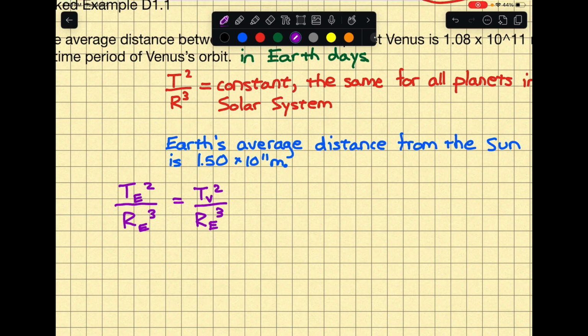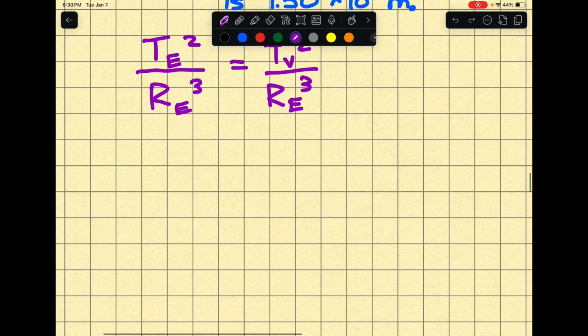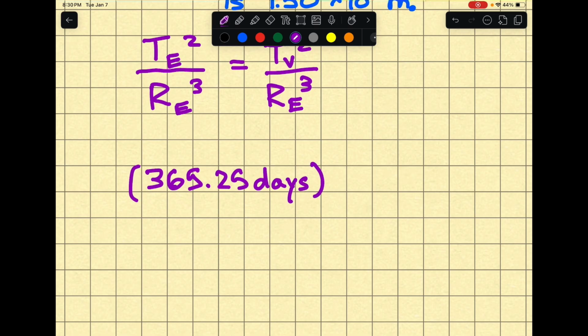So let's see what we can figure out. We're trying to get an answer in Earth days, so we're going to start with Earth. That's our left side here. We're going to say the orbital period of Earth. Well, Earth takes 365.25 days to orbit the sun. Remember that 0.25 because that's why we have leap year. So we have 365.25 days, that's the orbital period of Earth, and we're going to square that.